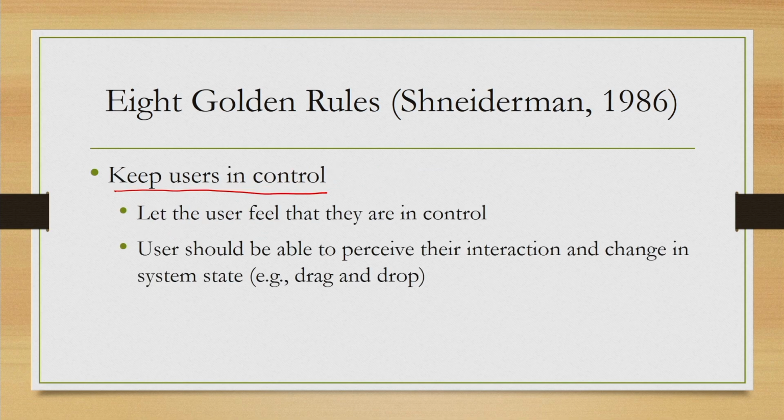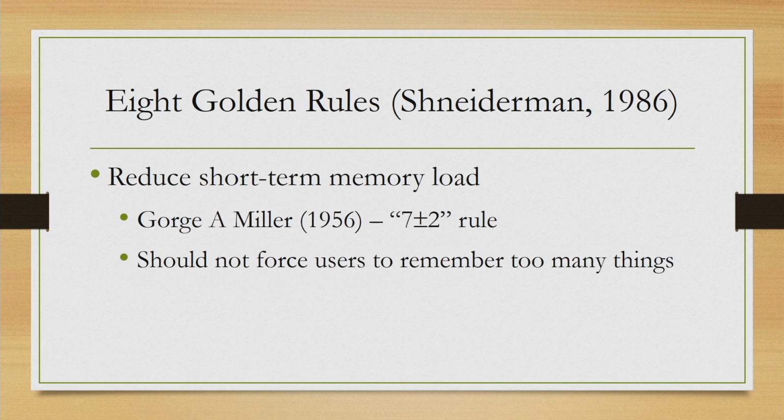The next rule is keep users in control, and the final and one of the very interesting rules is reduce short term memory load, which came from Miller's rule, which states that at a time we can hold a maximum of 9 units of information in our short term memory. So, any design that we do should not force us to recall more than this amount, or to remember more than 9 units of information.